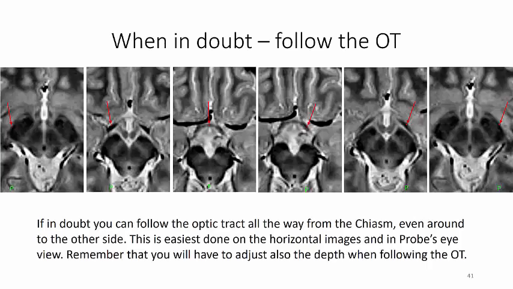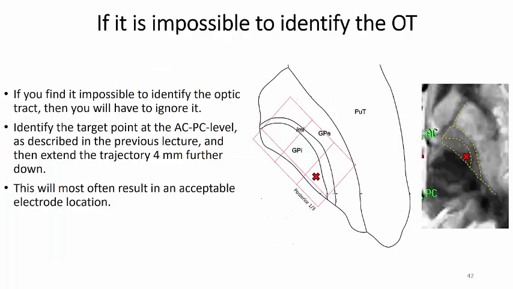If you are in doubt, you can always follow the optic tract all the way from the chiasm even around to the other side. This is easiest done on the horizontal images and in probe's eye view. Remember that you will have to adjust also the depth when following the optic tract. If you find that it is impossible to identify the optic tract, then you will have to ignore it. Then identify the target point at the ACPC level as described in the previous lecture, and then just extend the trajectory 4 mm further down. This will most often result in an acceptable electrode location.